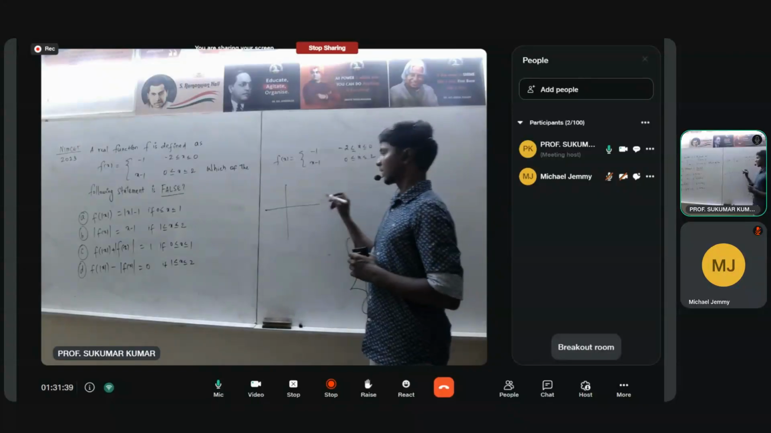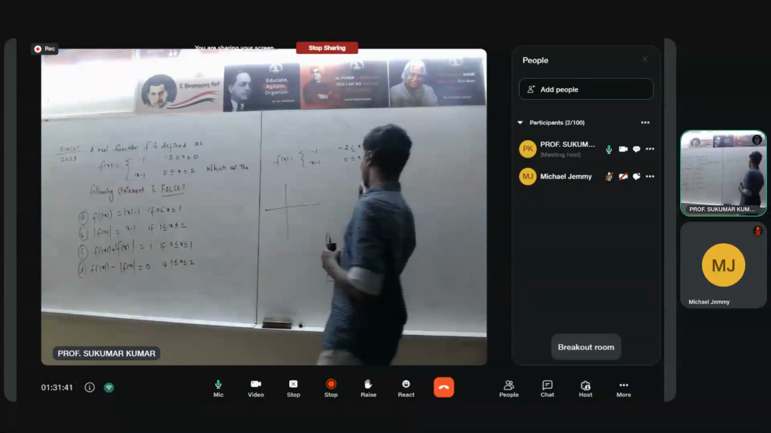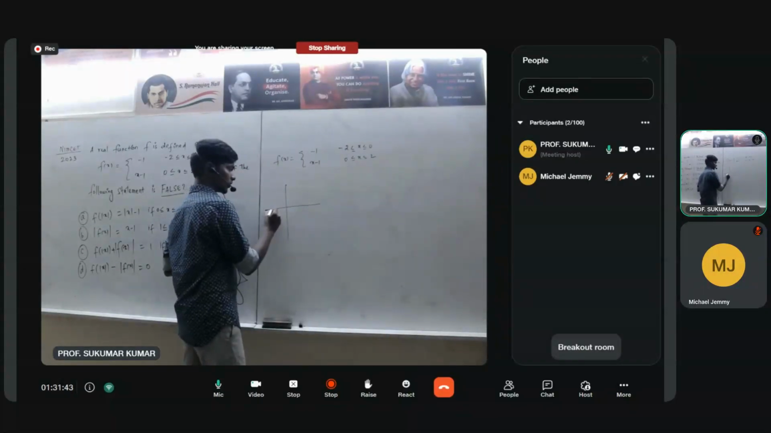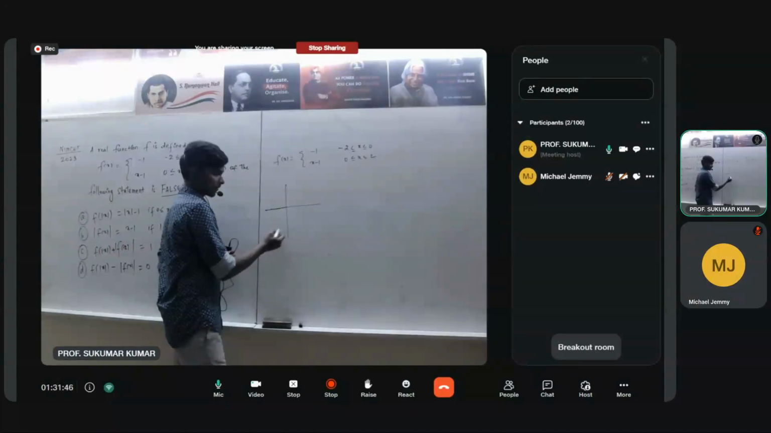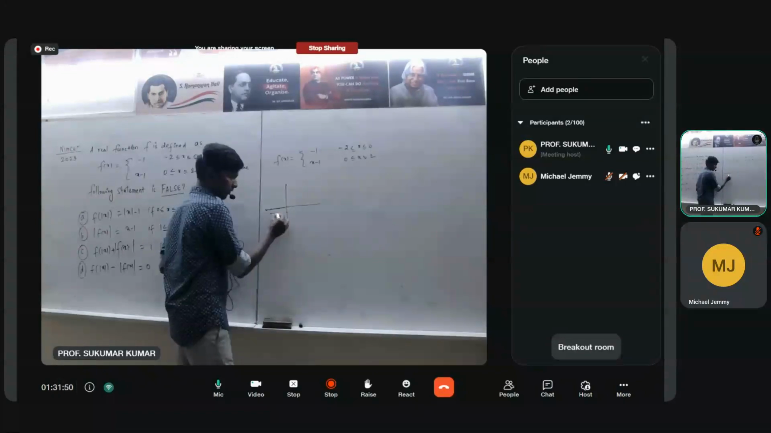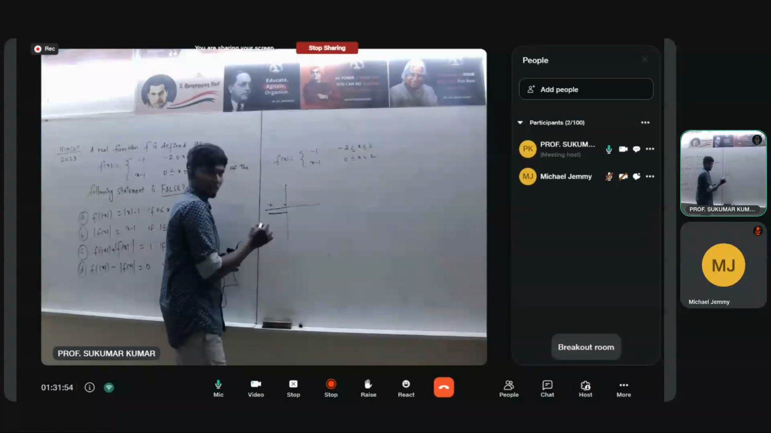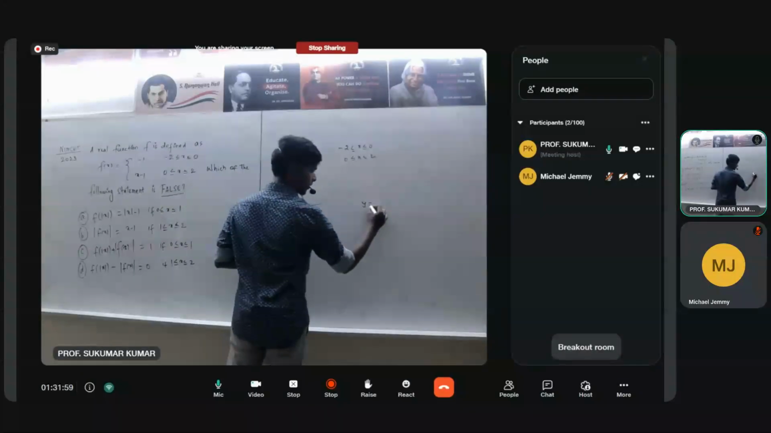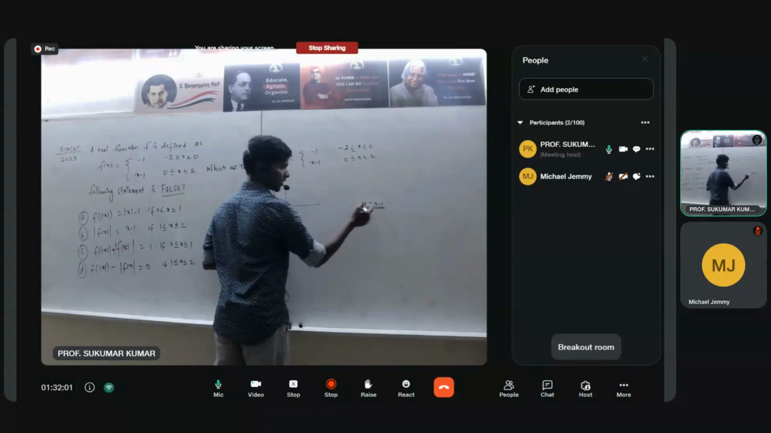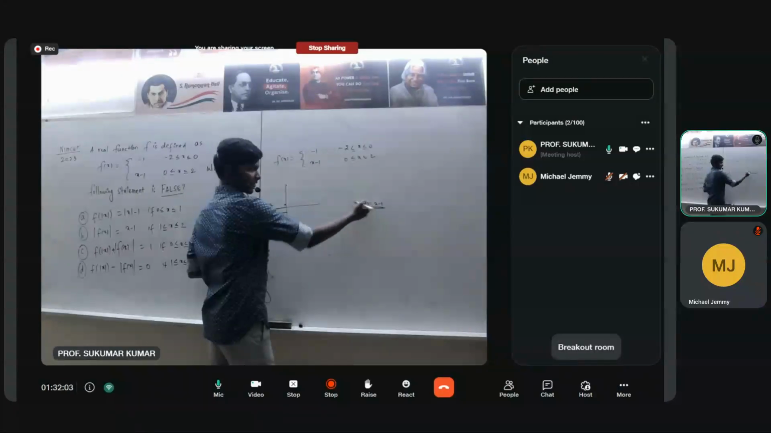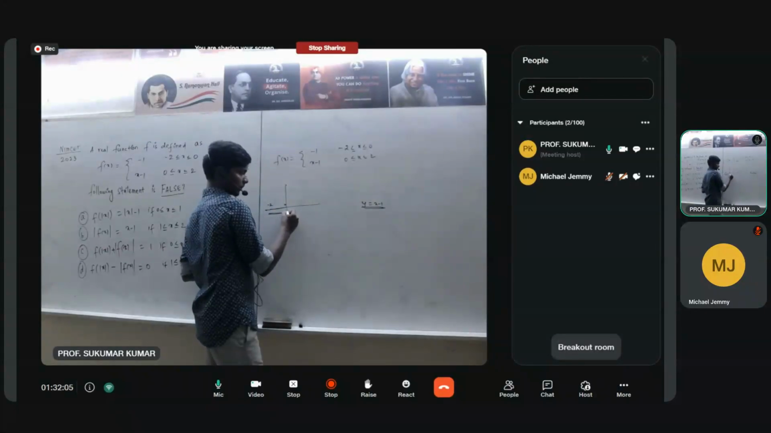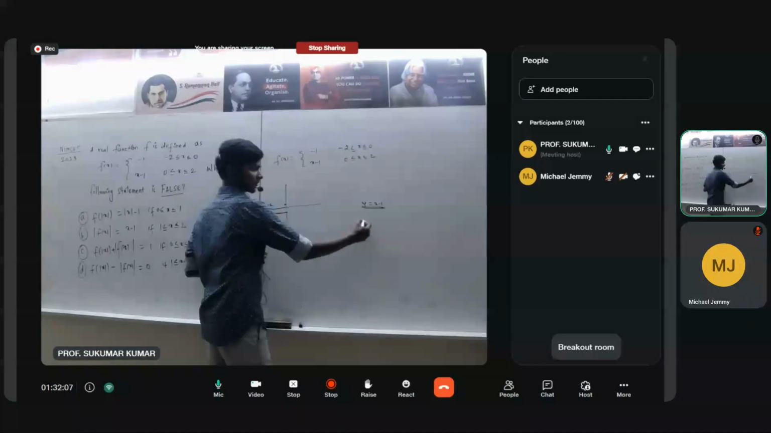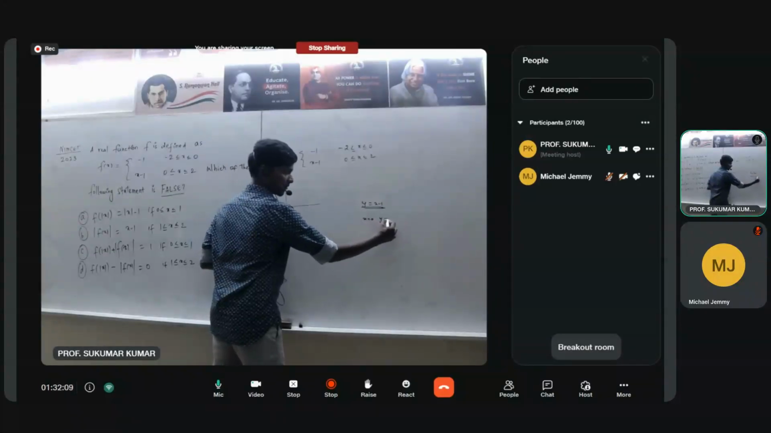See, just listen. From minus 2 to 0, the value is minus 1. So all the way from minus 2 to 0, you have the constant function minus 1. But after that it is x minus 1, right? y equal to x minus 1. How can we plot it? If x is equal to 0, y will be minus 1.